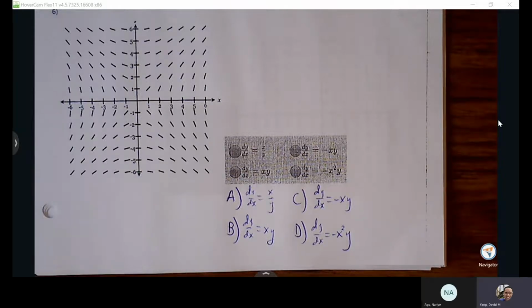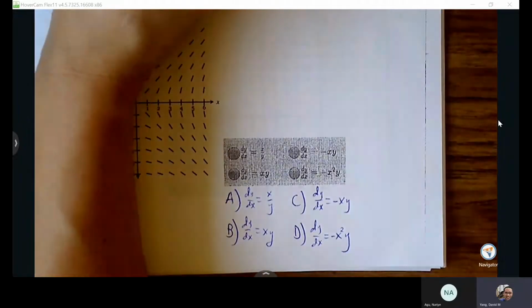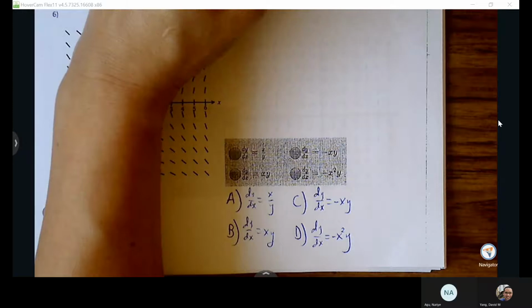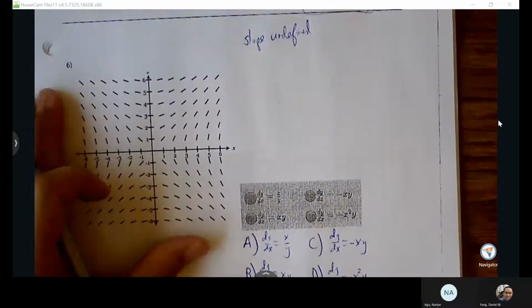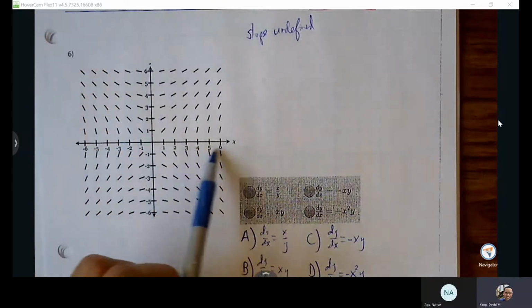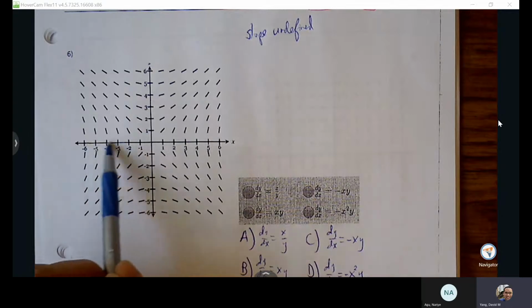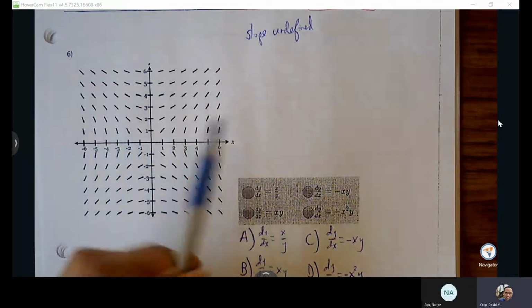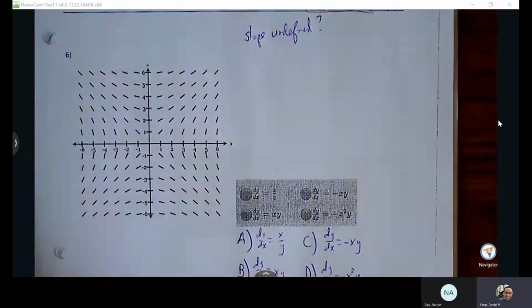Okay, do you see any slope undefined? No. Yeah, it's tough to tell, right? Maybe it's on the x-axis, but maybe that's slope 0. So you're right, we don't know. Okay, maybe there is, but we can't really tell.